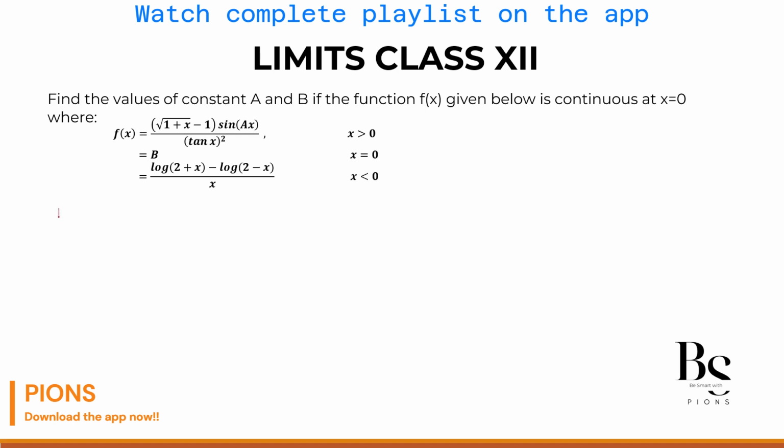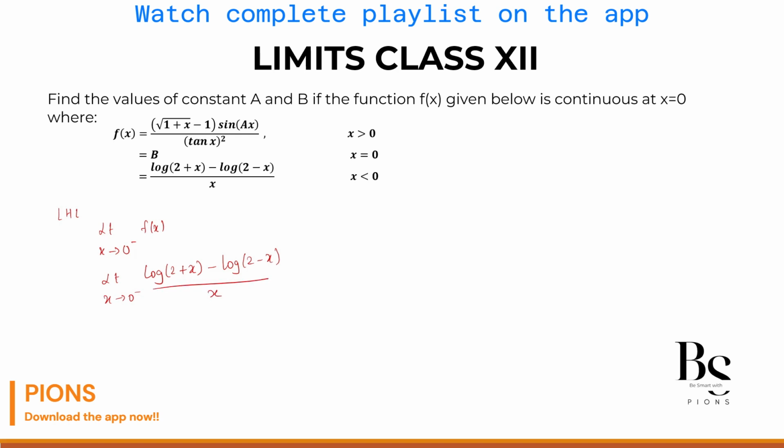Our left hand limit, let me write here. So the left hand limit will be the limit as x tending to whatever value is given, 0 negative. So which one is 0 negative? Be very careful. This one is 0 negative. This one is 0 positive. Clear? So that is our left hand limit. Let's call our function f of x. So limit x tending to 0 negative, what is f of x? Log of 2 plus x minus log of 2 minus x, whole divided by x.